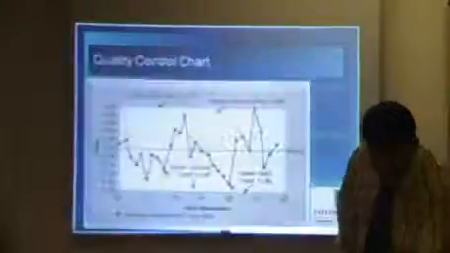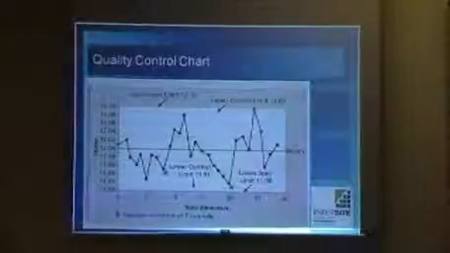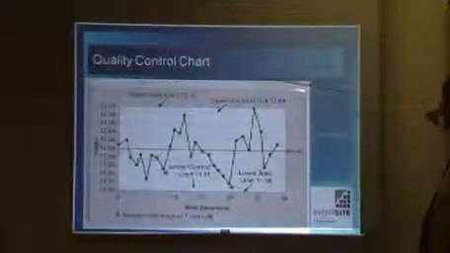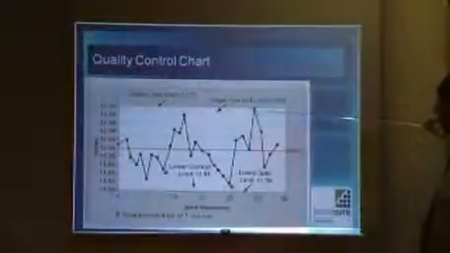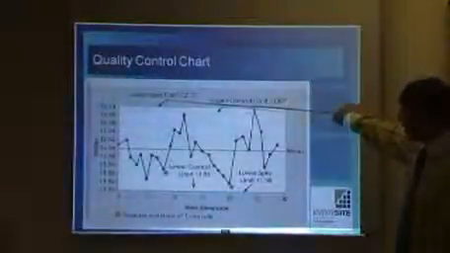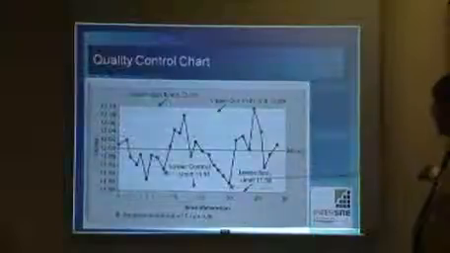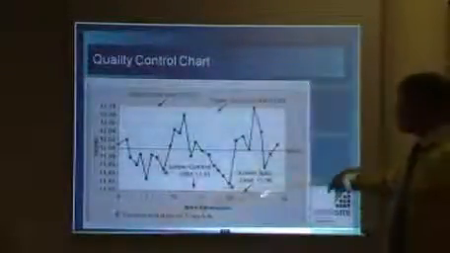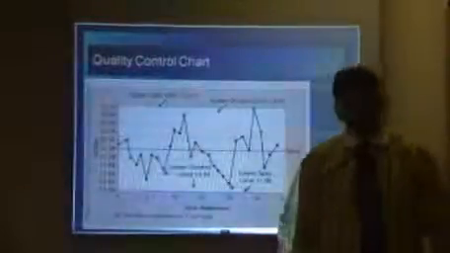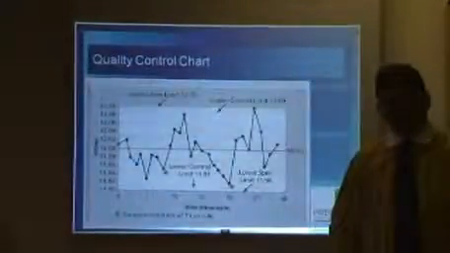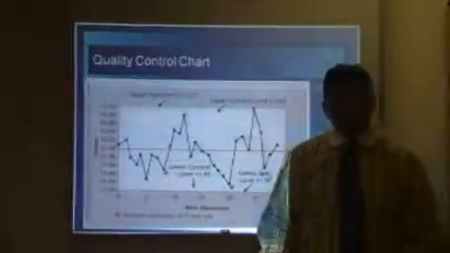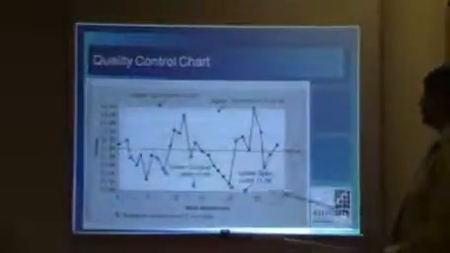How do we do that? There you are. Have a look at that quality control chart. There is your upper control limit. There's your upper specification limit. Lower specification limit, lower control limit. Now these limits are set by the customer and even set by yourself, because you know what your limits are in terms of your project.